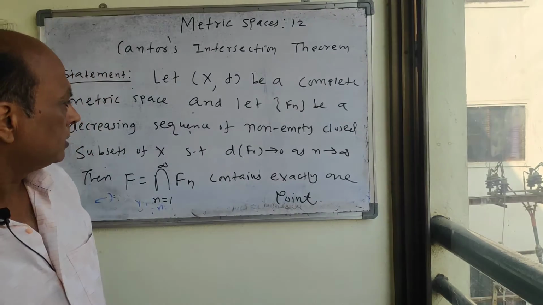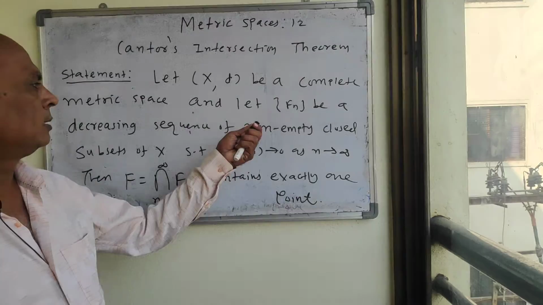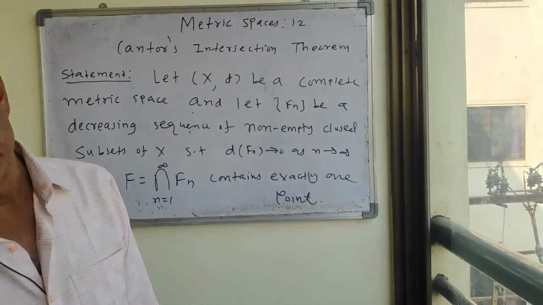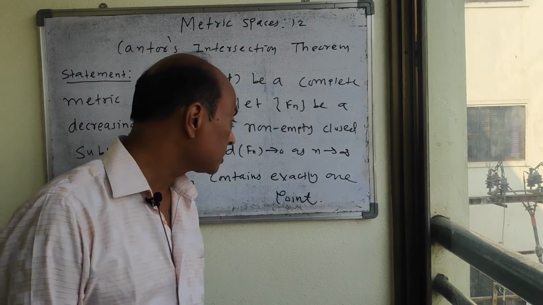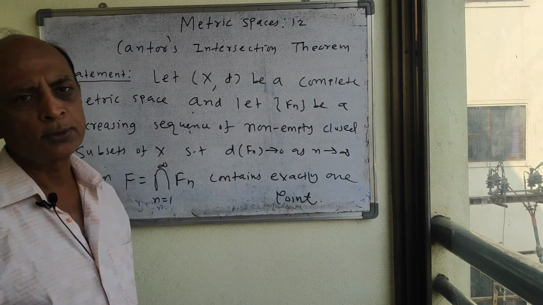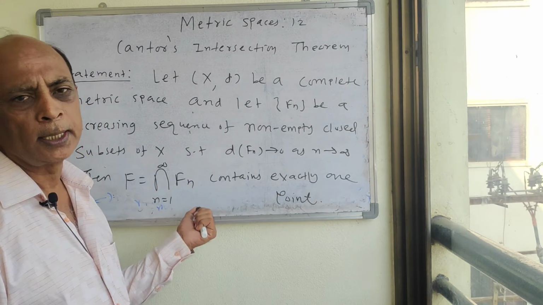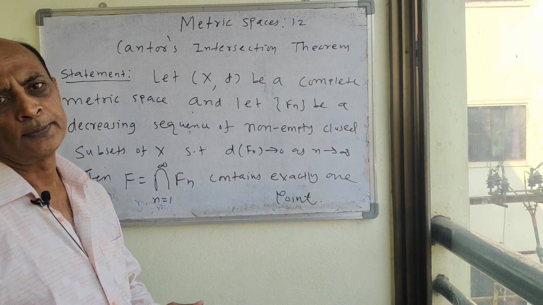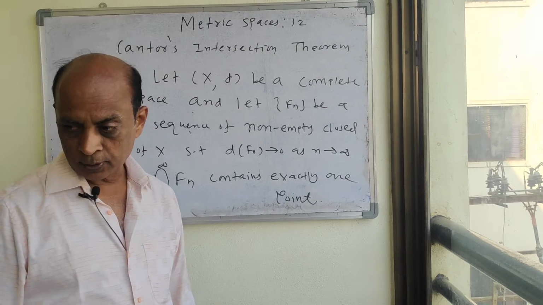Now the other things which are given: here we consider one sequence Fn, that is a decreasing sequence of non-empty closed subsets of X such that d of Fn tends to 0 as n tends to infinity. And then we have to prove that the intersection of Fn, n from 1 to infinity, contains exactly 1 point. So let us try to write the proof for this theorem.